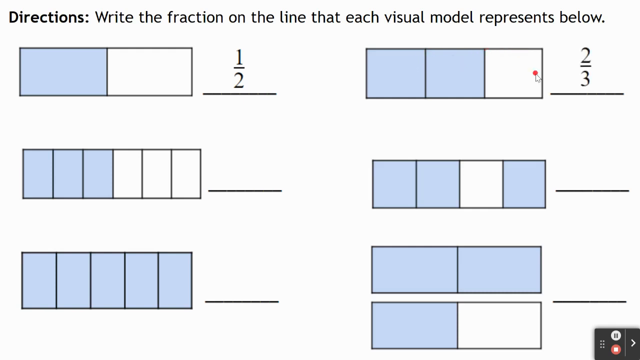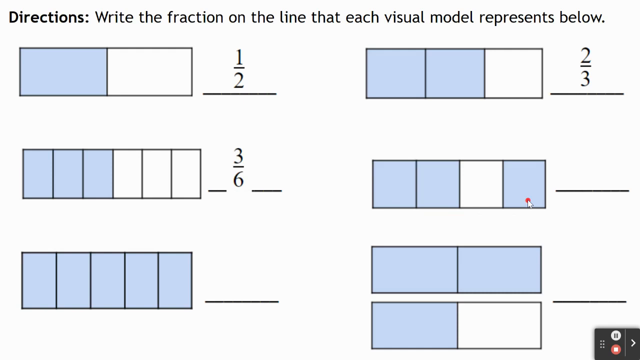So this represents 2/3. The number 2 represents the amount of parts shaded, and 3, the denominator, tells us the number of parts in the entire whole. For the next one, we have 3 parts shaded out of 3, 4, 5, 6 parts. So this represents 3/6.